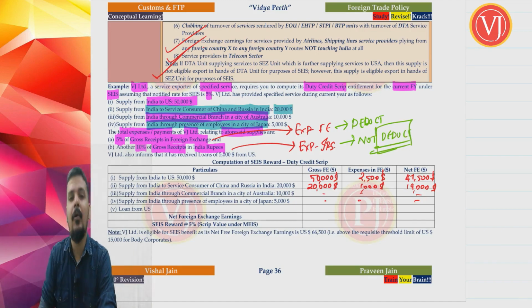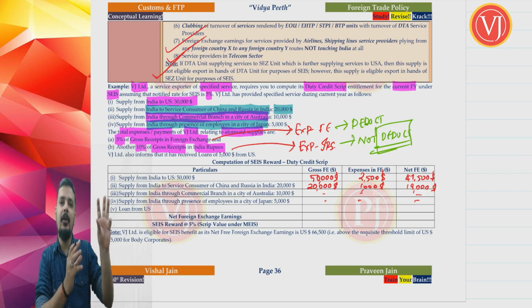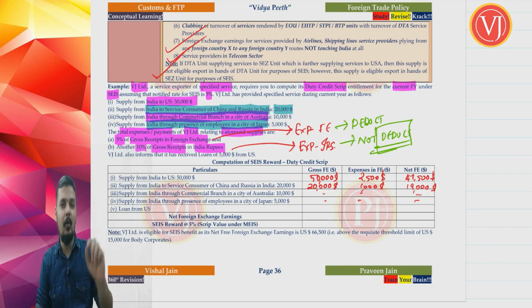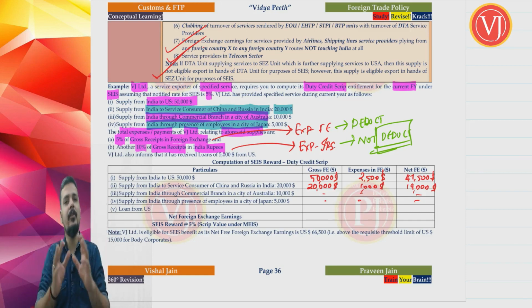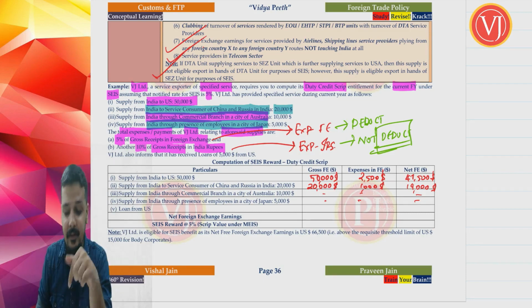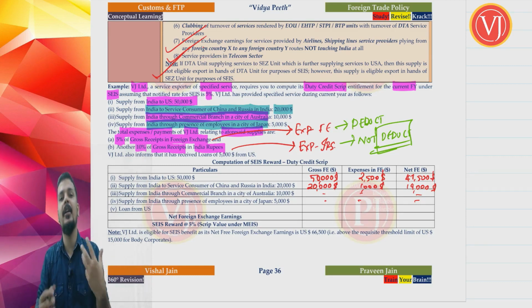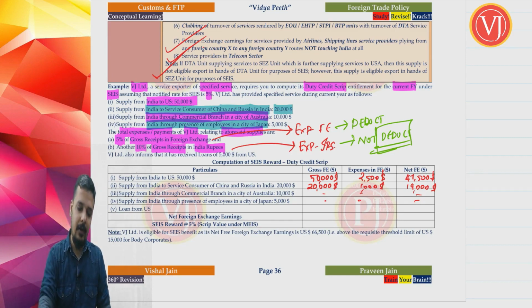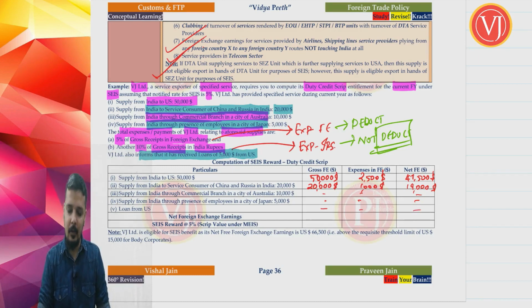So when you talk about net foreign exchange earnings, when you are focusing on gross earnings in foreign currency, that amount minus your expenses. Your expenses are total 15%, but only 5% is in foreign currency. Only that amount you have to deduct. Another very important point: expenses in Indian currency related to that service, please do not deduct. Now VJ Limited is also informing that it has received a loan of $5,000 from US. That loan of $5,000 will not be considered because it has got nothing to do with the services.